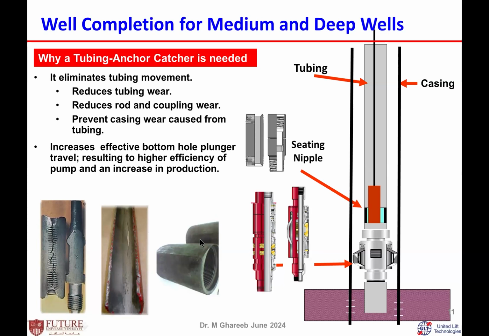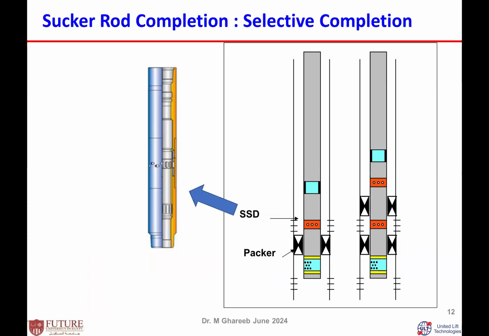Initially, when you start to design your well, you design the well without a tubing anchor catcher and see how much tubing movement there is. If you find tubing movement, then you start to install tubing anchor catchers and you reevaluate the well.